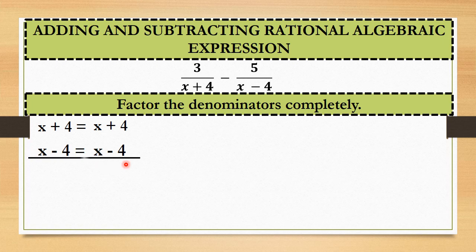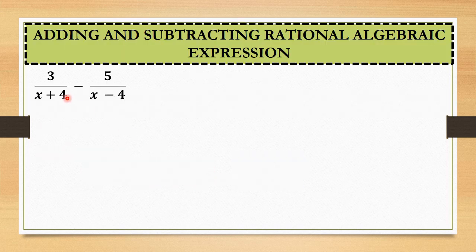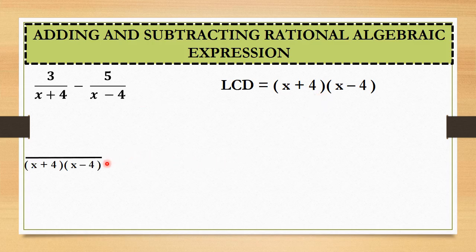Then, consider all the factors. So, we have different factors. So, the product of x plus 4 and x minus 4. So, ito yung LCD. Okay, so this is the original rational algebraic expression, and the LCD is x plus 4 times x minus 4. Okay, so write the LCD. Then minus, so x plus 4 times x minus 4. Okay, then multiply the original rational algebraic expression, both sides of the expression, by the LCD x plus 4 times x minus 4.